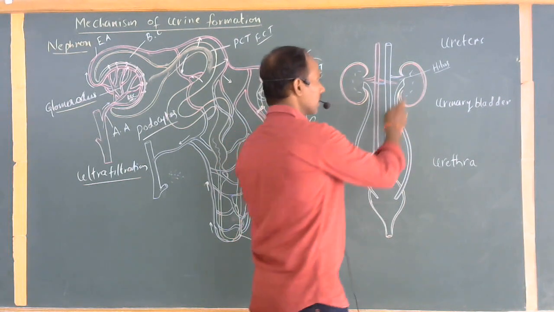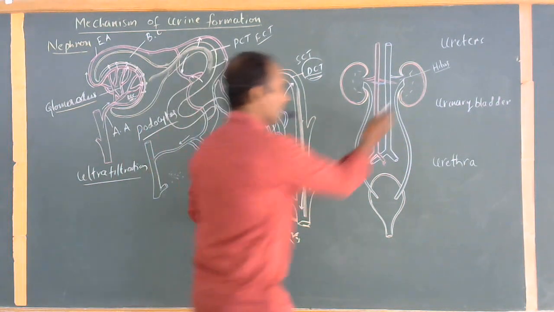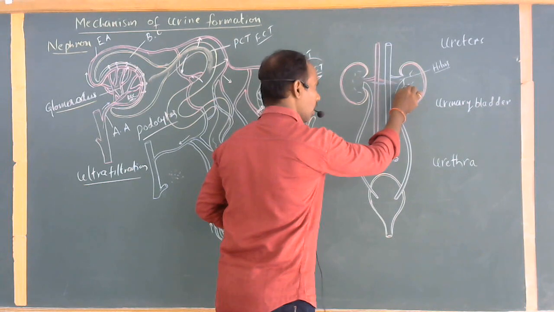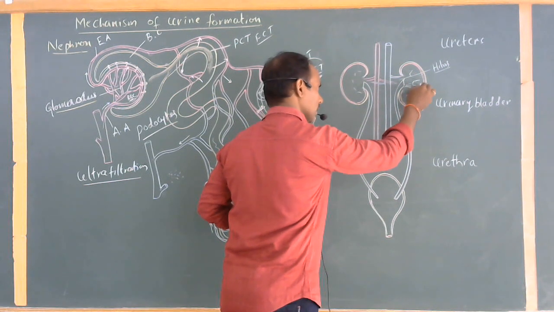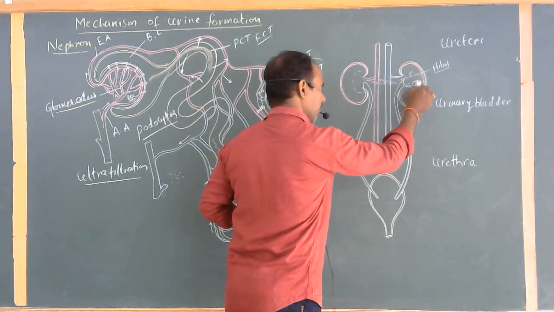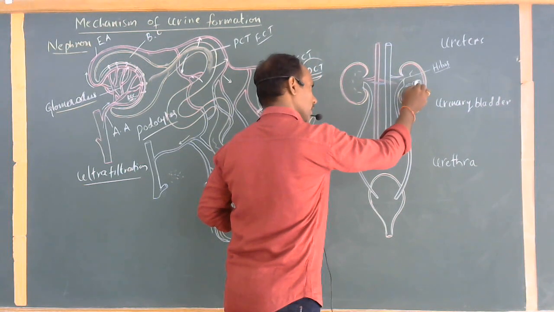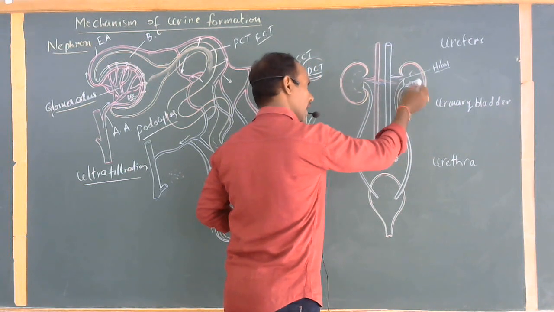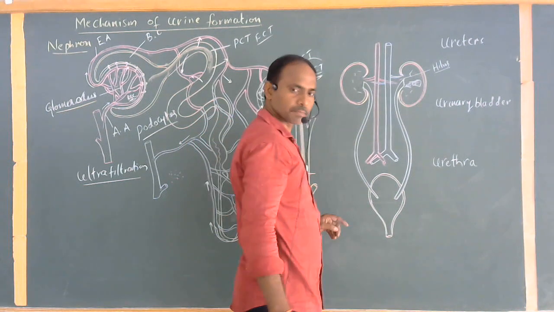Clearly now. Okay, a number of collecting ducts open here. All the collecting ducts open here from each and every pyramid. For example, here is a pyramid-like structure, and from here each and every nephron opens. The ending of the nephron opens to here. All the collecting ducts open into the part called the pelvis.